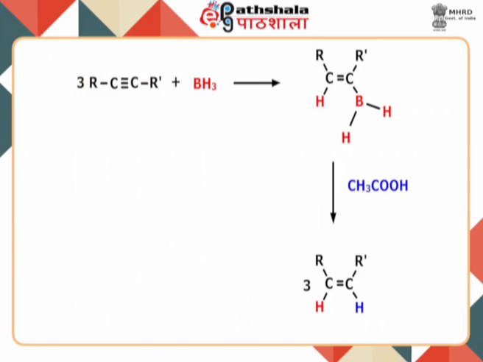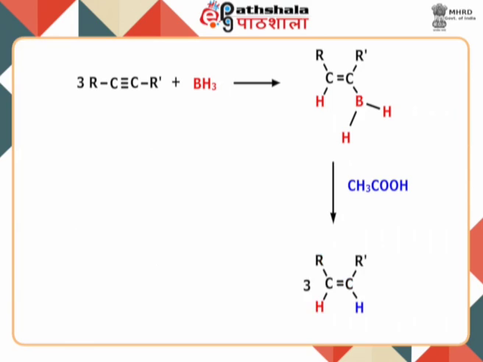Now, you can see here the 3 moles of this alkyne, when they react with BH3, the BH3 adds to the triple bond, H adds to one carbon, and the BH2 adds to the other carbon. With 2 more alkyne molecules, you will ultimately have the trialkenyl borane. When this is further treated with acetic acid, this boron gets replaced with hydrogen and you get 3 moles of the alkene.